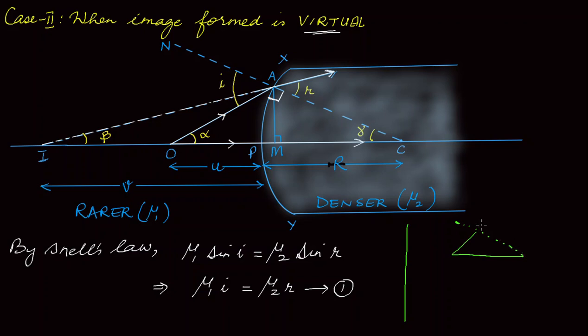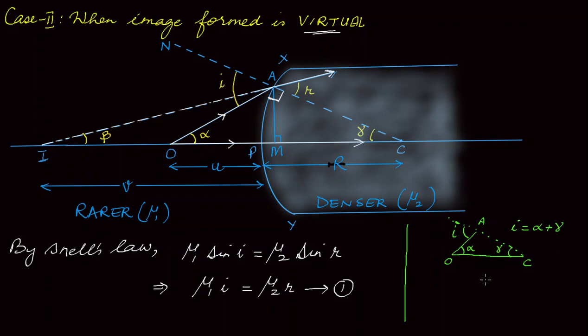In this diagram, this point is A, this is O, and this is C. Looking at this angle, this is angle i, this is alpha, and this one is gamma. So from here what do we get? We get i is equal to alpha plus gamma.